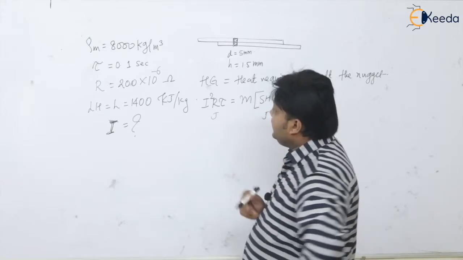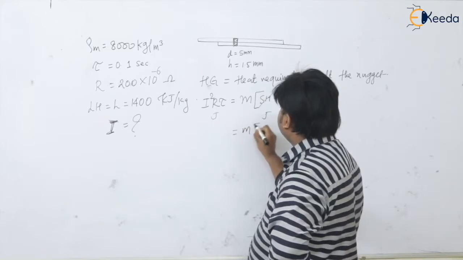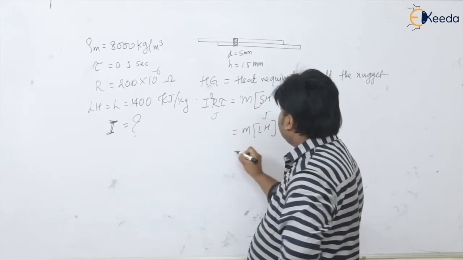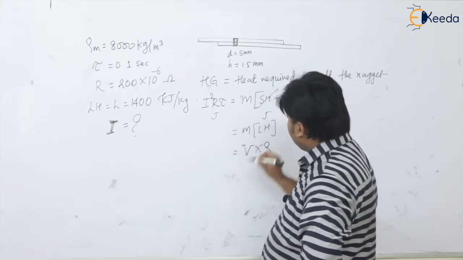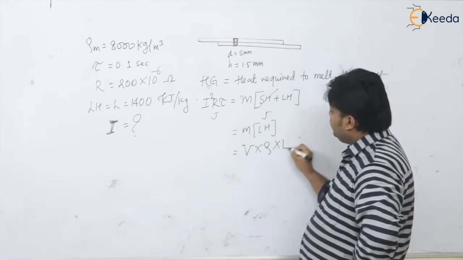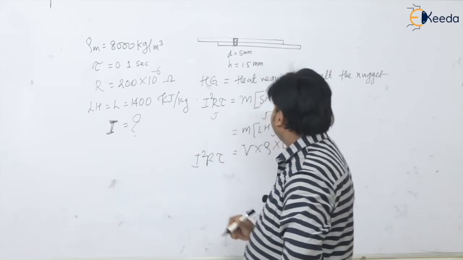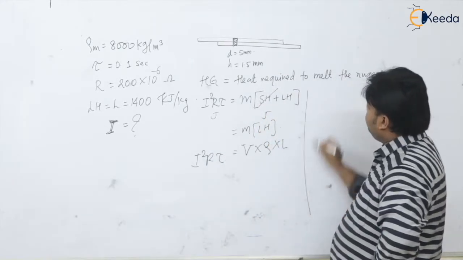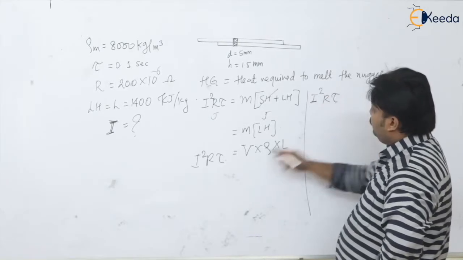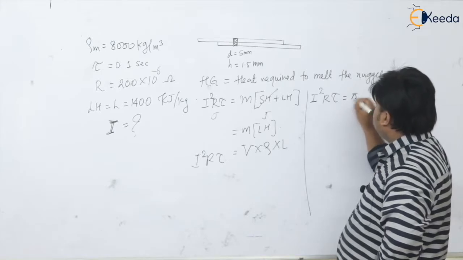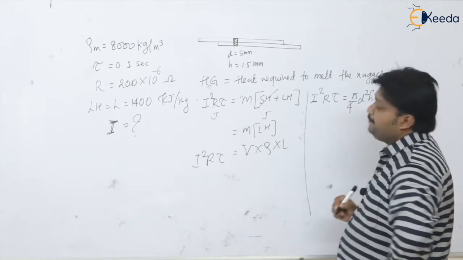Now see here, sensible heat is not mentioned anywhere, so we can only have the latent heat, that is mass into latent heat. But what is the mass of the nugget? Mass is nothing but volume of the nugget into density of the nugget material into latent heat L, which is equal to I square R tau, isn't it? Now if you solve here, I square R tau, we will solve for the volume. Volume is pi by 4 d square h times rho times latent heat, isn't it?